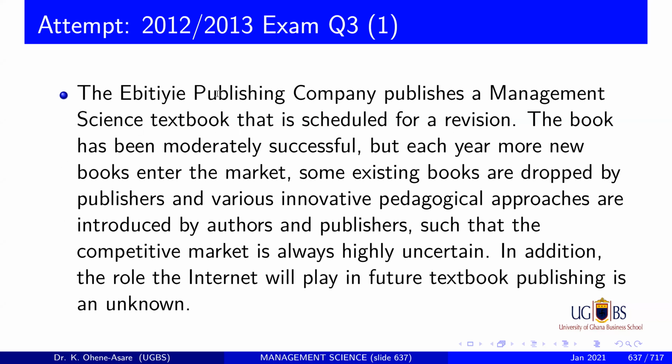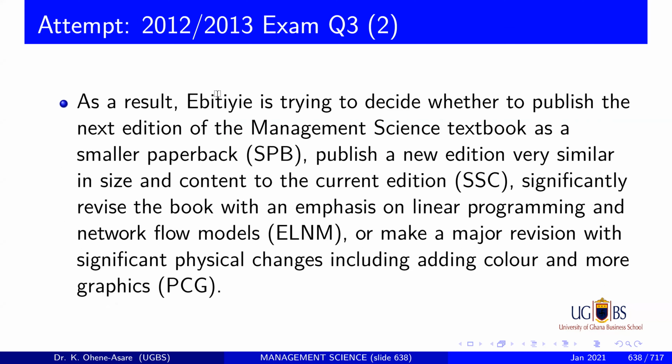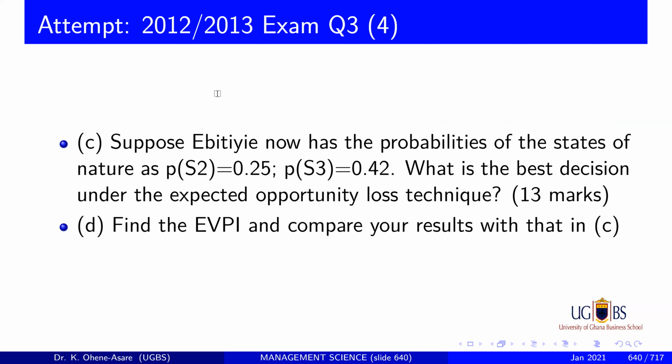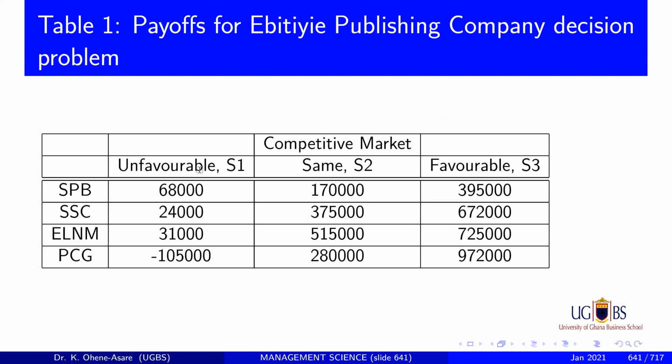I have some questions here for you to try your hands on. A BTEA publishing company publishes management science textbooks that are scheduled for a revision. And these are the revisions. Look at them. I just want to show you. Now, in this context, how many states of nature do we have? If you look at just the payoff matrix here, how many are the states of nature?